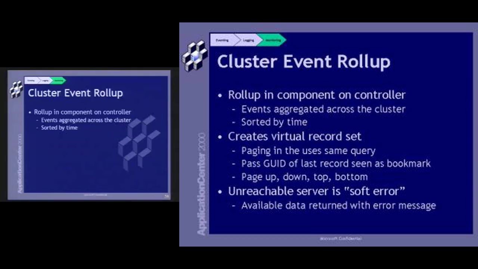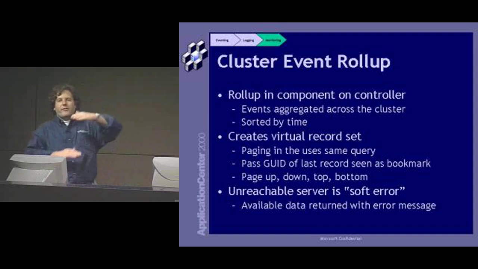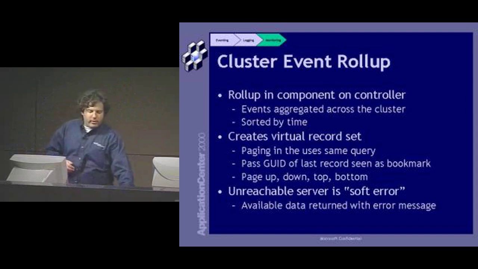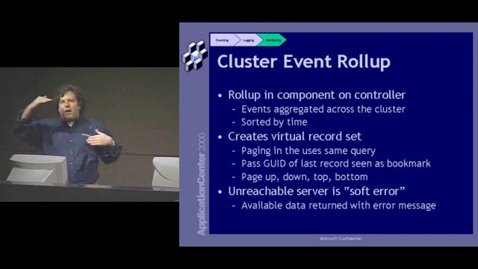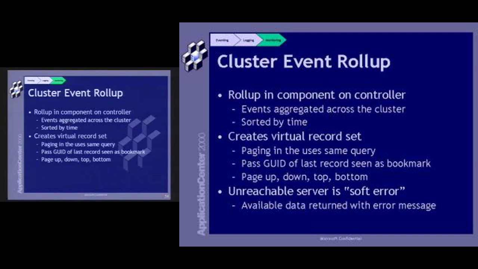The way we do the cluster of event rollup, as you saw in the diagram, it is in a component on the cluster controller. We're aggregating all of the events from each of the members, sorting them by time, creating a virtual record set. We tag each event with a GUID. So say you do a query, get back 1,000 events from each of the servers.